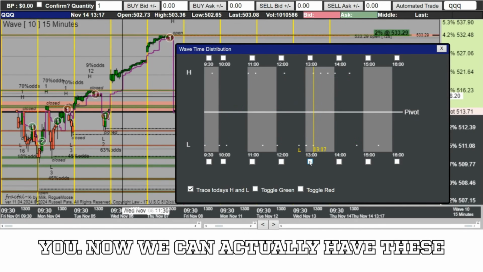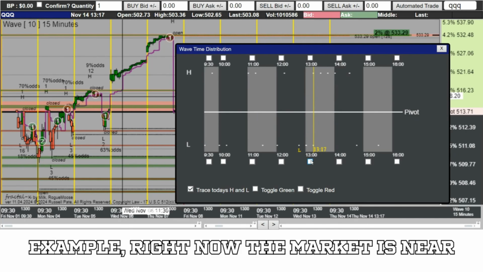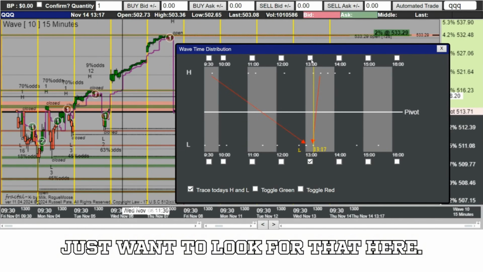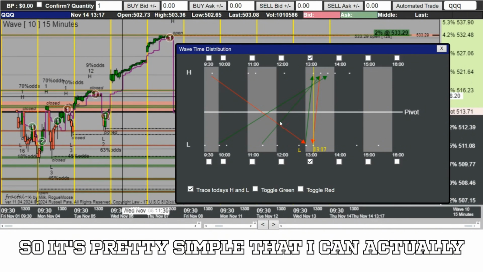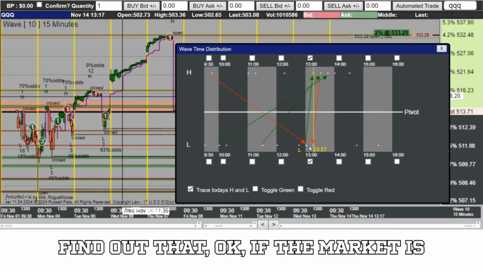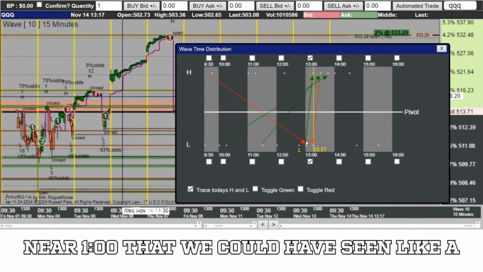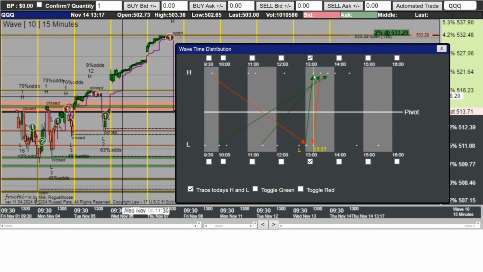Now we can actually look at the cycles for particular timings. For example, right now the market is near 13, which is 1 p.m. So I just want to look for that here. It's pretty simple: I can find out that, okay, if the market is forming lows, there was a probability near 1 o'clock that we could have seen a transition above the pivot, right?